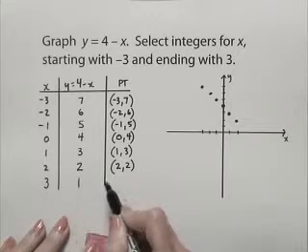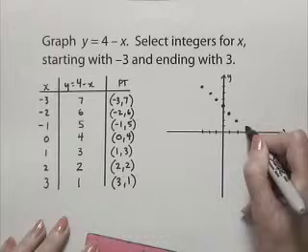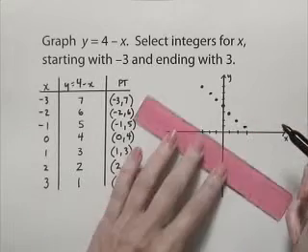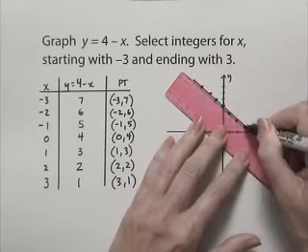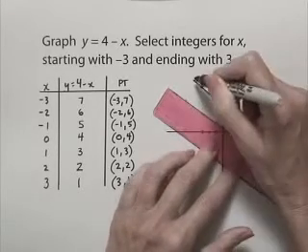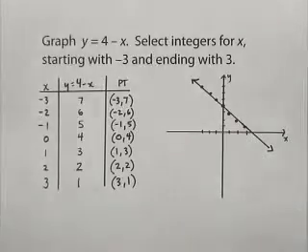4 minus 3 is 1. Our point then is 3, 1. And let's plot that point. And now we're going to connect our dots to give us the graph of this linear equation y equals 4 minus x.